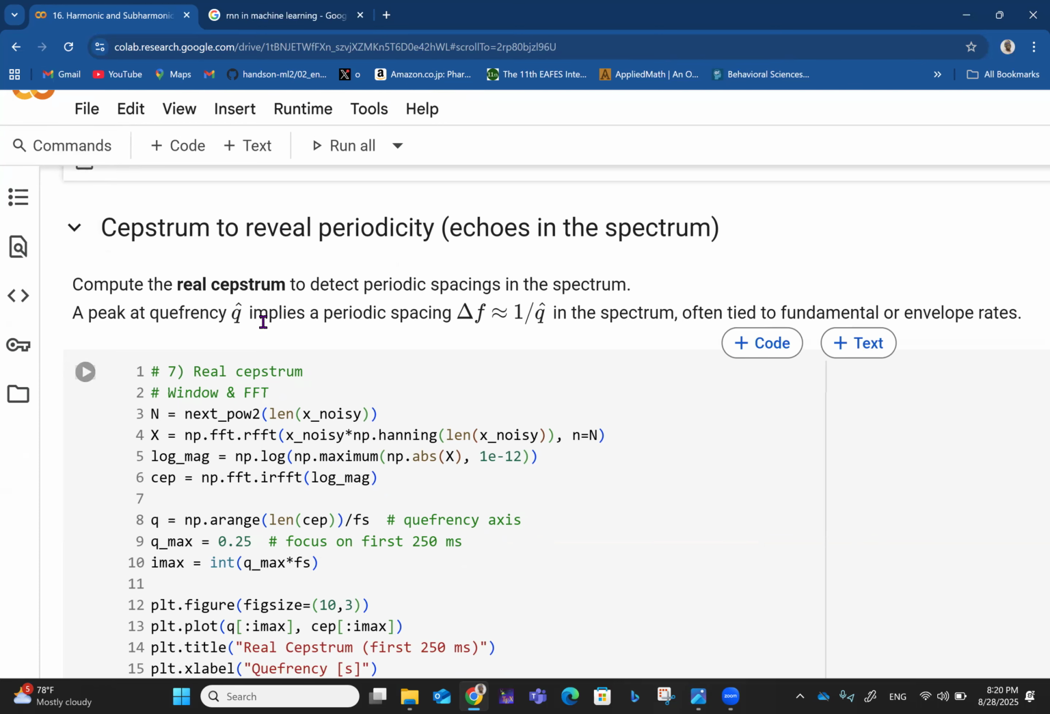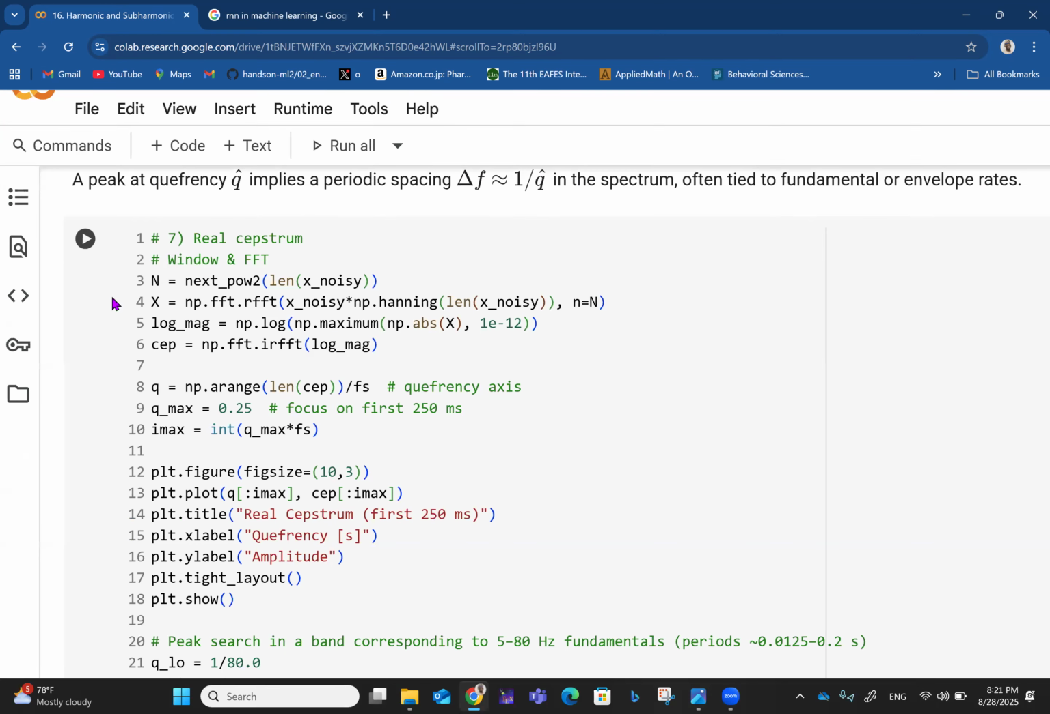A peak at quefrency Q implies a periodic spacing delta F, which is approximately 1 over Q in the spectrum, often tied to the fundamental or envelope rates. So for the real spectrum, now you have next power. I think we defined next power somewhere before, yes, in the very first place where we did the helpers and imports, right? And we are calling the next_pow2 function now, and running this with the argument length of noisy signal.